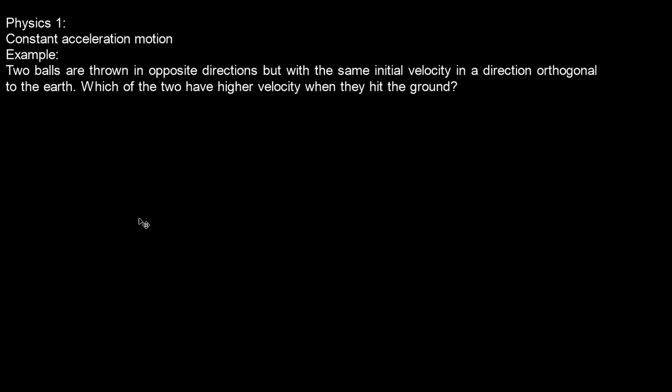This is Physics 1 course. In this video I will solve another example on constant acceleration motion. Two balls are thrown in opposite directions but with the same initial velocity in a direction orthogonal to the Earth. Which of the two have higher velocity when they hit the ground?